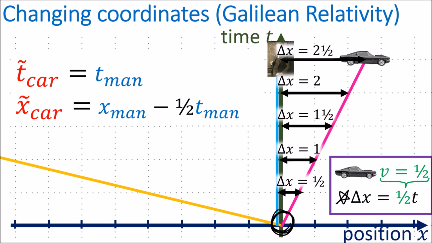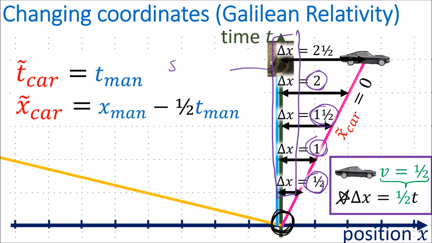If you're wondering why I used a minus sign instead of a plus sign, just remember that the car's position according to Einstein is 1/2, 1, 1.5, 2, and so on. But the car's position according to itself is always 0. So we need to subtract off this separation in order to measure position from the car's perspective.